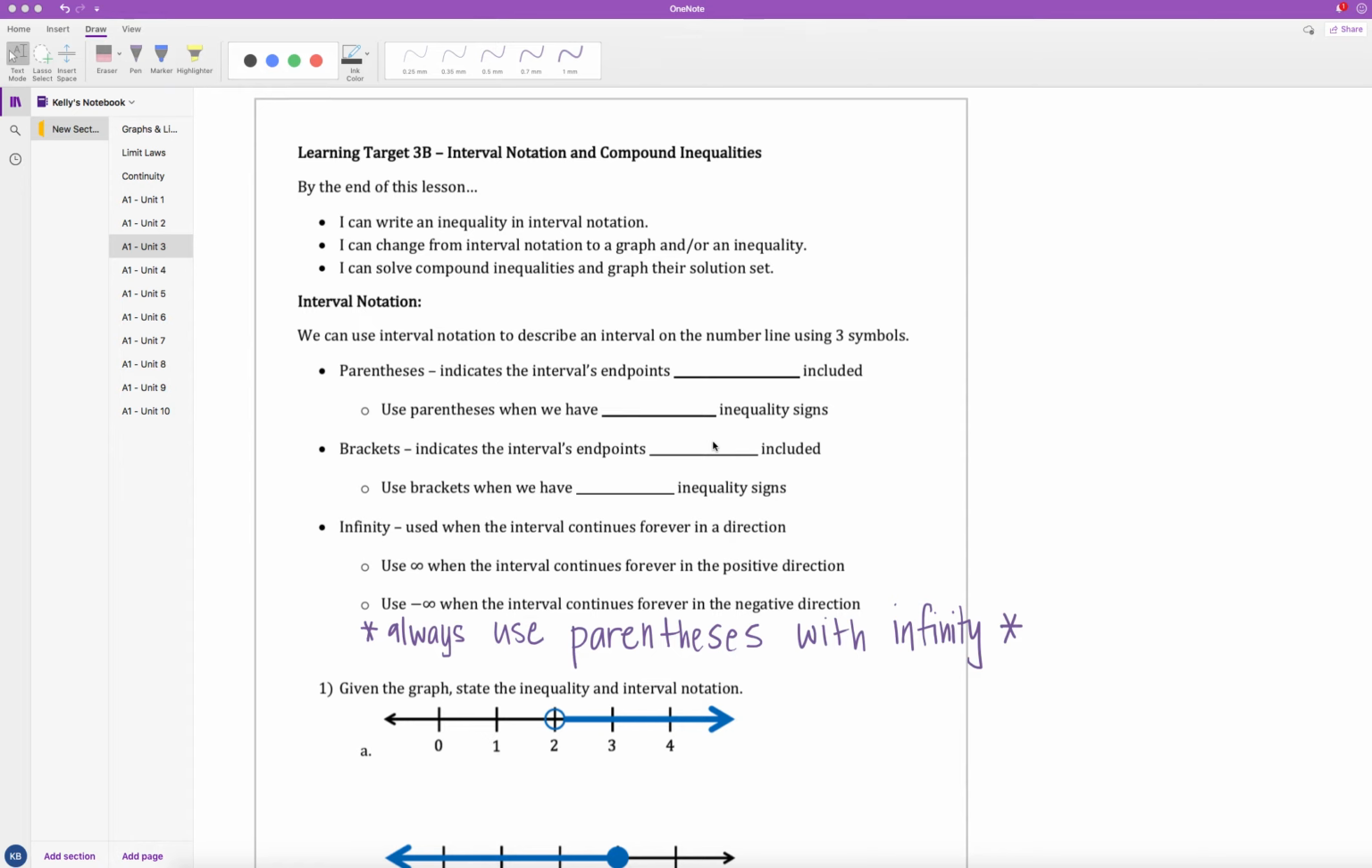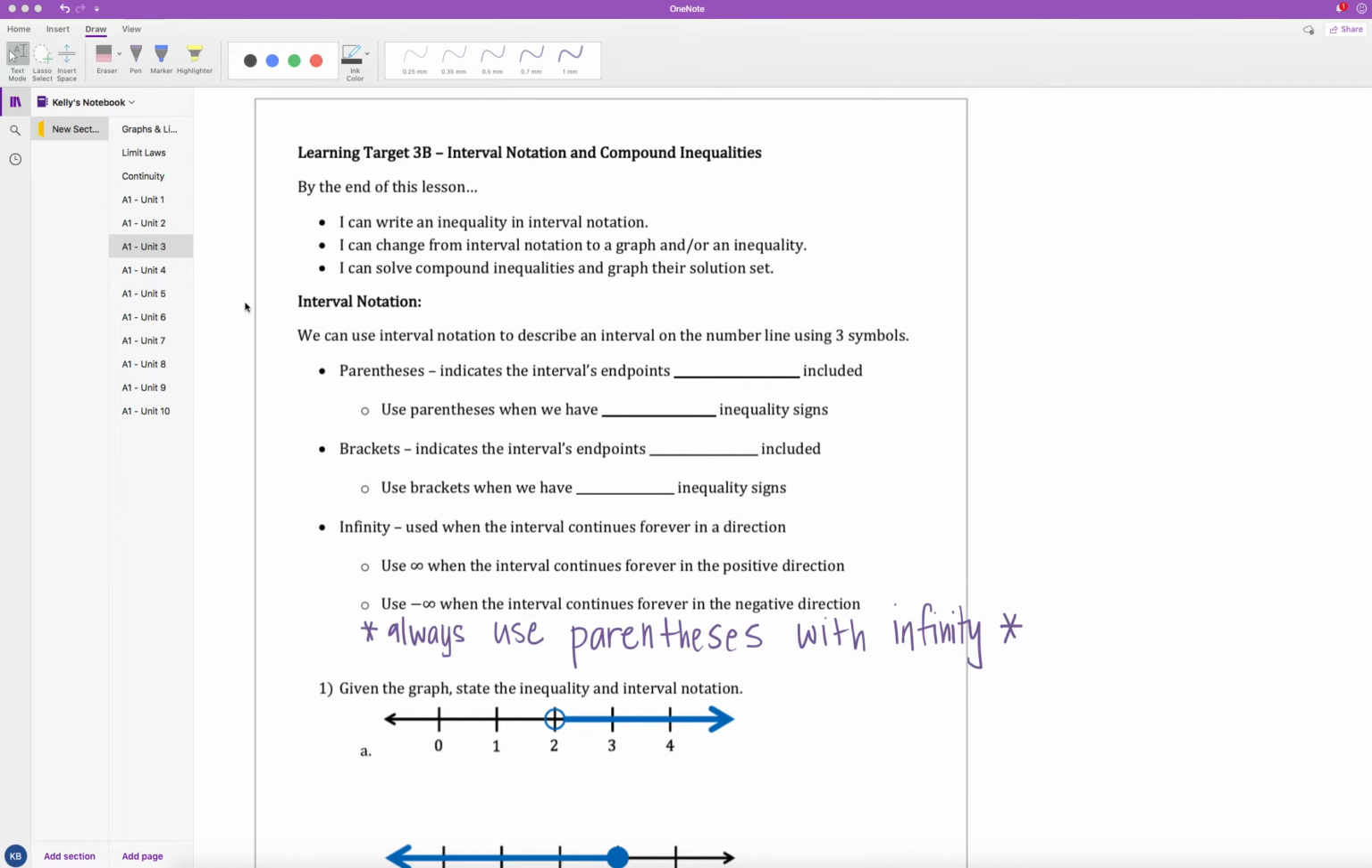Continuing on with Unit 3, we are in Learning Target 3B, Interval Notation and Compound Inequalities. By the end of this lesson, you will be able to write an inequality in interval notation, change from interval notation to a graph and/or to an inequality, and solve compound inequalities and graph their solution set.